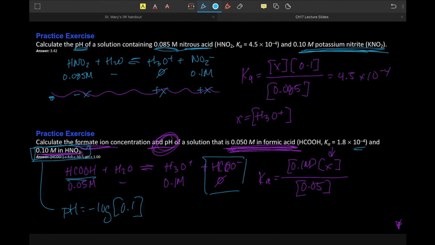Which is why we always have to be mindful about what's in our solution and what matters. Up in the other scenario, all we had was a weak acid and its conjugate base. Down here in the second example, we actually have a strong acid hanging out in the solution, which contributes this, which is then what becomes the primary impact upon pH.